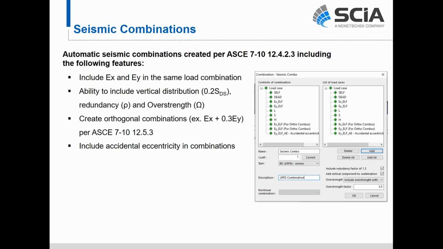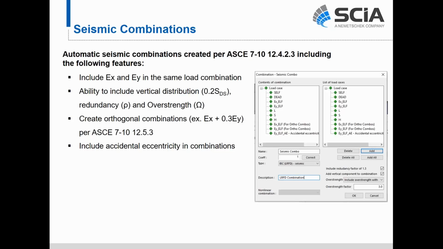You can also automatically create the orthogonal combinations, for instance, EX plus 0.3 EY. That can automatically be included just by choosing some of the settings in the load cases, whether or not they are going to get applied together. When they're automatically applied together, they're applied in a way that's 100% and then 30%.